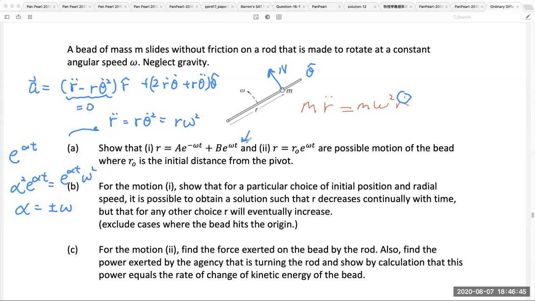So we have shown this one already. So we can try to do part B. Part B is a little bit more mathematical, so you can take some time to do it now.